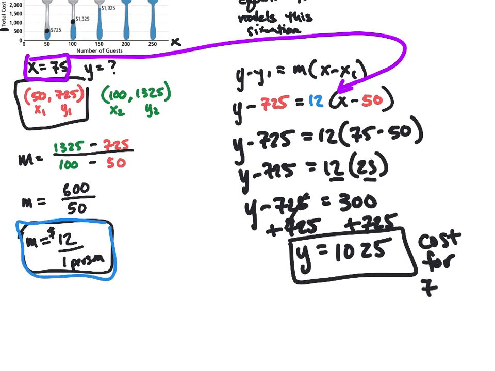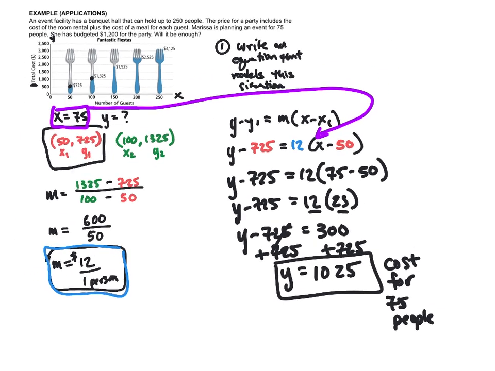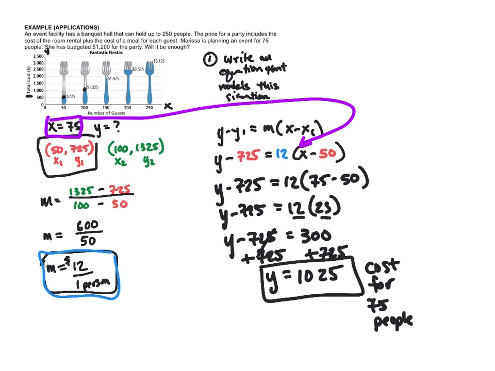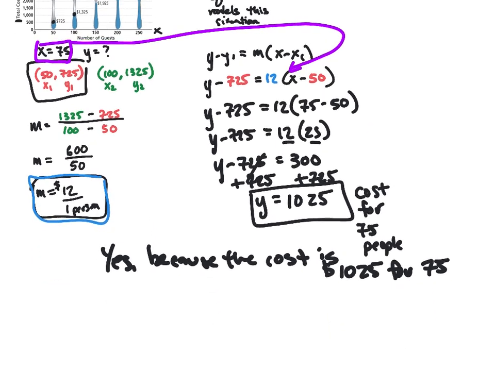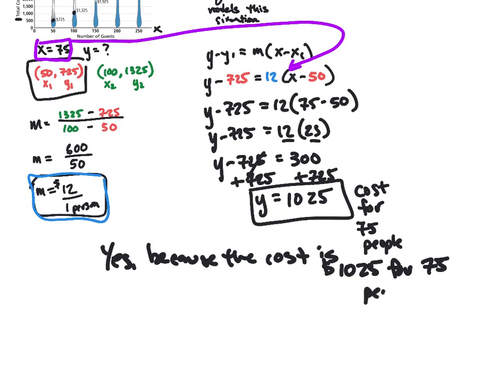And so what we want to do from here is answer the question. She has budgeted $1,200 for the party. Will it be enough? Yes, because the cost is 1,025 for 75 people. And that's the idea.